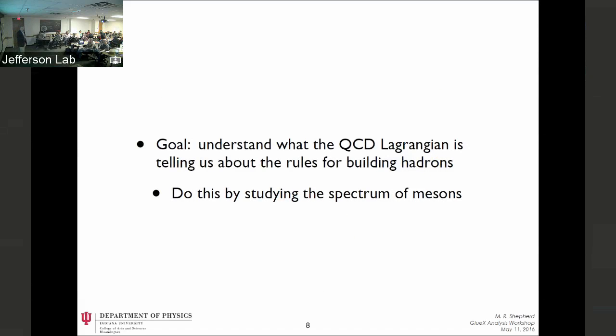So goal, understand what the QCD Lagrangian is telling us about the rules for building hadrons. So it's an equation, but it's not a very easy equation to interpret or an easy equation to calculate, as Joe will tell you. And can we get any more insight and understanding about what it tells us for making matter, or stable states like mesons? And we can do this by studying the spectrum of mesons. You can also do this in many other ways. You can do this by studying the structure of baryons, by looking at the baryon spectrum, and lots of other areas of hadron physics are dealing with other ways to understand what QCD is telling us about proton structure and those sorts of things.